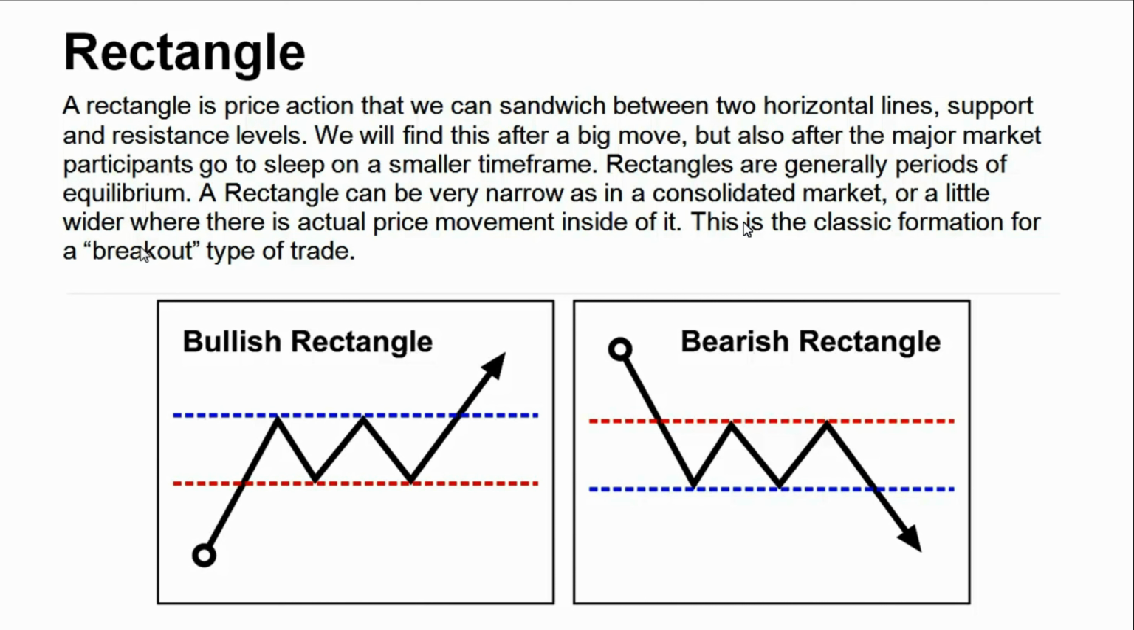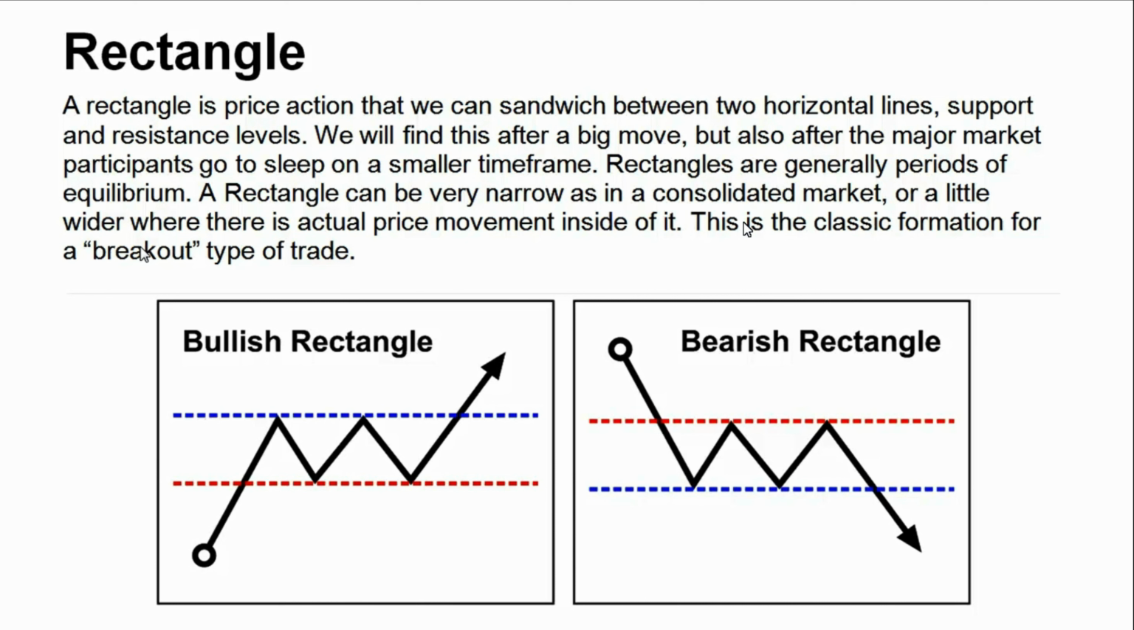So you can find this rectangle on every chart where a range is being formed under support and resistance levels at equal levels. A rectangle can be very narrow as it consolidates in the market. We see this in a consolidating or ranging market, having the same equal highs and the same equal lows. Also, you can see this in actual price movement. It can be smaller, narrow, or wider.